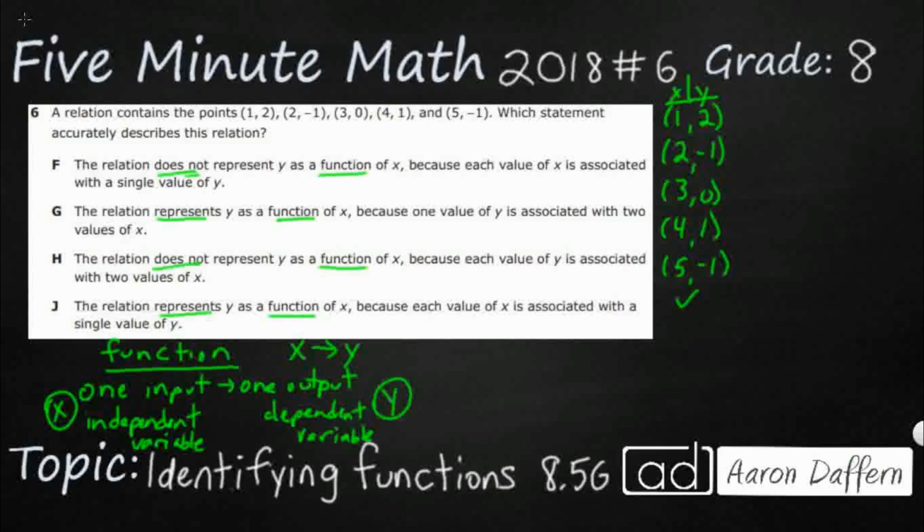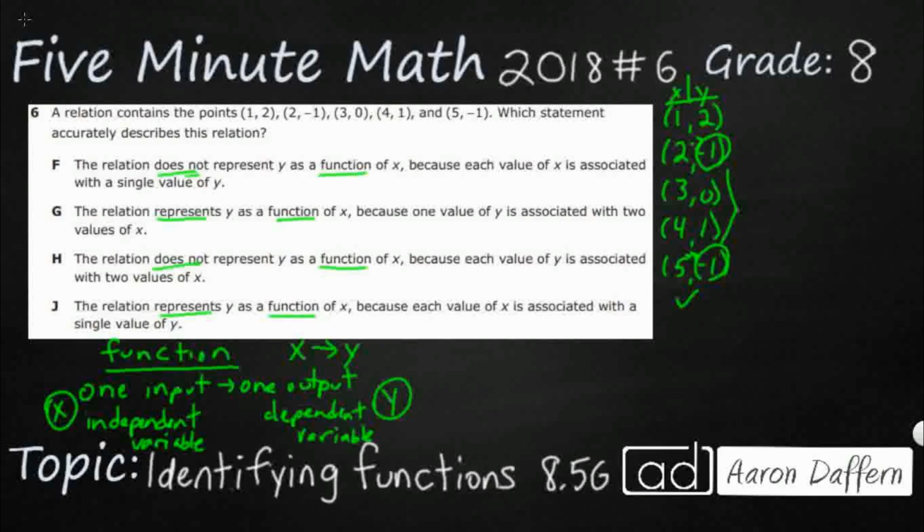Take a look at our y's though. I've got 2 of these that both go to -1, and that's fine. You can have multiple x's going to the same y. What you cannot have is 2 different y's for the same x. Each input goes to its own output, so if 2 goes to -1 and 5 goes to -1, that's fine, because what you don't have is 2 going to -1 and 0, or 5 going to -1 and 6, or something like that. Each input goes to an output.